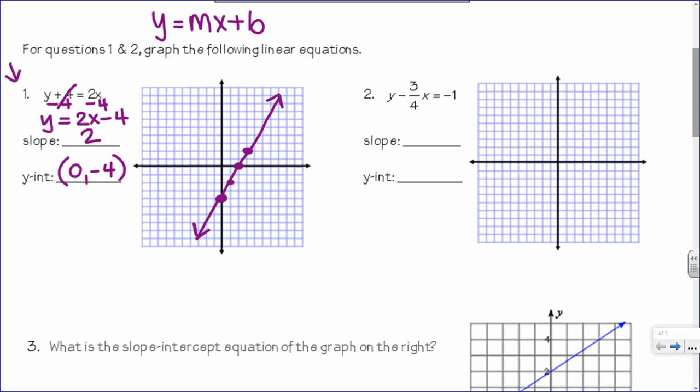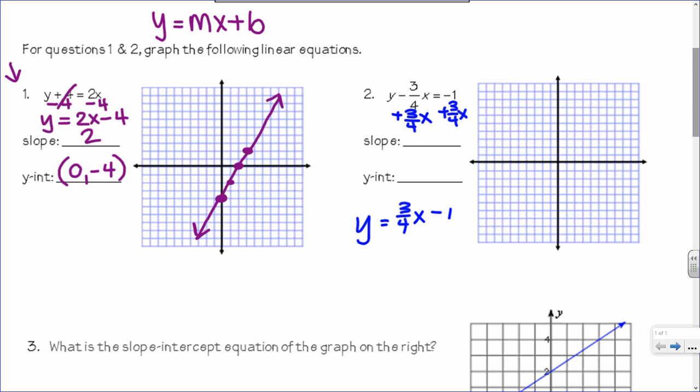Okay, same thing for number 2. We want to get this equation in slope-intercept form. So I'm going to add 3/4 x to both sides of the equation. And when I do this, on the left I will have y, and on the right side of my equal sign I will have a positive 3/4 x minus 1.